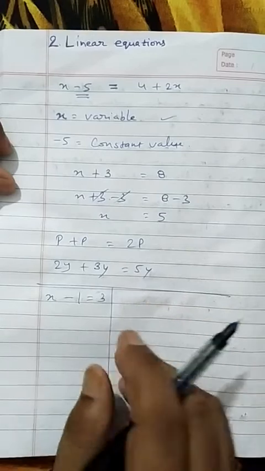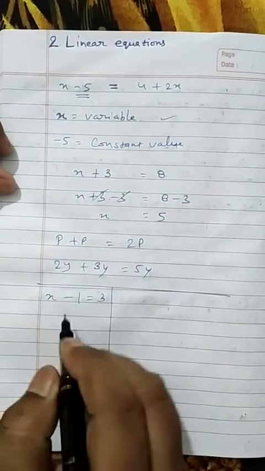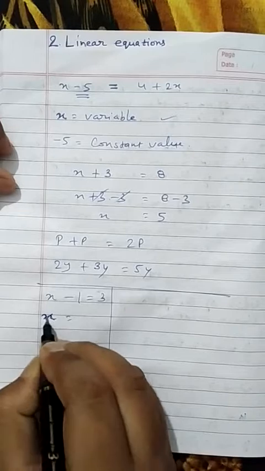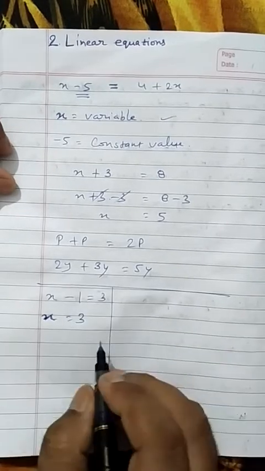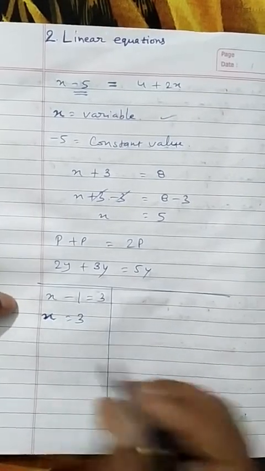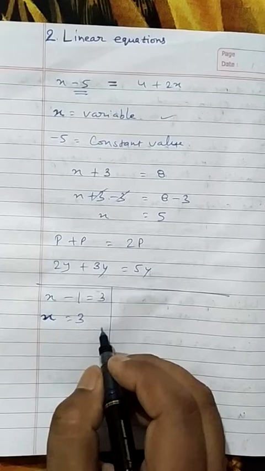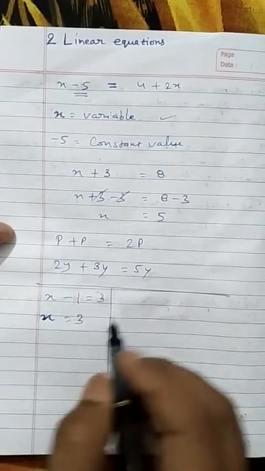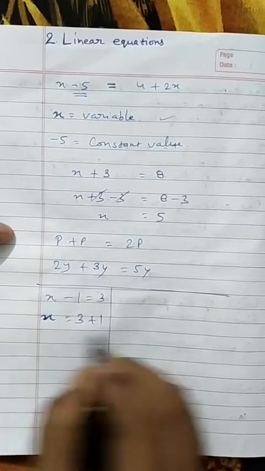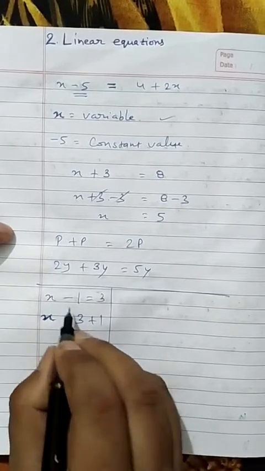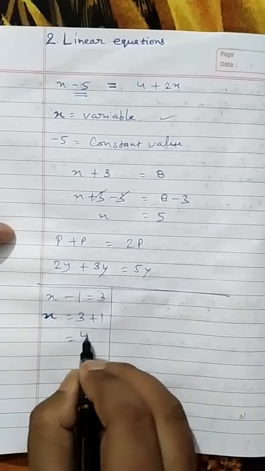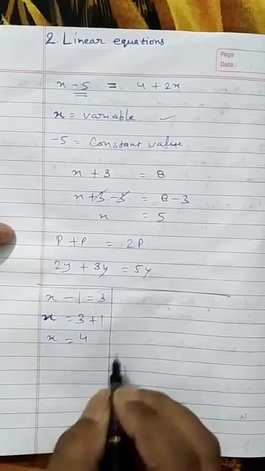So this is the one method that you have studied in your class 6. In class 7th and 8th, we learn the method of transposition. Now this minus 1, which is the constant value, when it changes its side, its sign changes. Okay, side change, sign change. So 3 plus 1 gives you 4. This is the value of x.